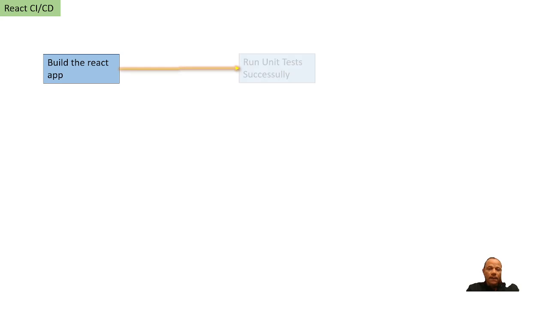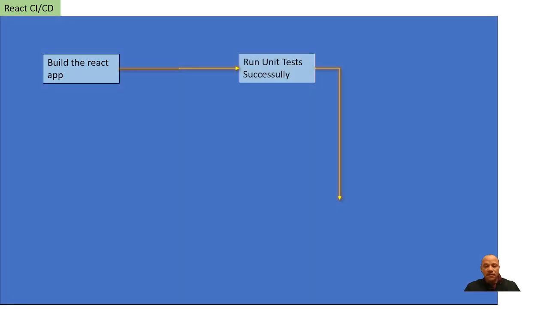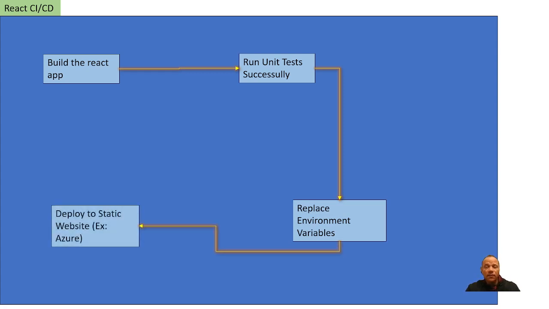So when we put our code to some branch or repository, we are going to kick off GitHub Actions that will build the React app and run unit tests. And when these unit tests are successful, it's going to replace environment variables and it's going to deploy to our destination. In this case, we're using Azure. Let's see how this works as well.